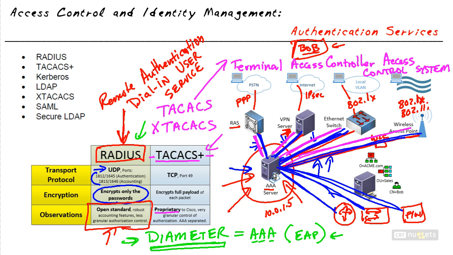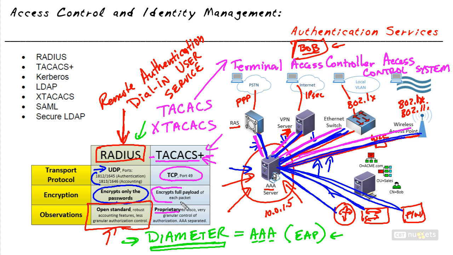So if we compare and contrast TACACS versus Radius, TACACS at the transport layer, layer 4 of the OSI reference model, uses TCP. The well-known port is 49 for TACACS. With TACACS, again, I'm referring to TACACS Plus, which is the only TACACS that we use today. So the original TACACS, the enhancement to TACACS called X-TACACS, and TACACS Plus. And by the way, they're not backwards compatible.